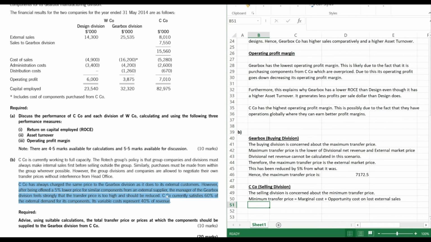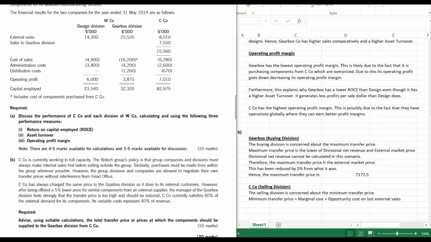So it says ACCA currently satisfies 60% of their external demand for components. That will have to do with the opportunity cost. Its variable cost represents 40% of revenue. Okay. So variable cost is the same as marginal cost in this case, and it's 40% of revenue. But now the question, which is why I like this question from a conceptual point of view, which revenue do we take 40% off? 8010, 7550, or 15560?